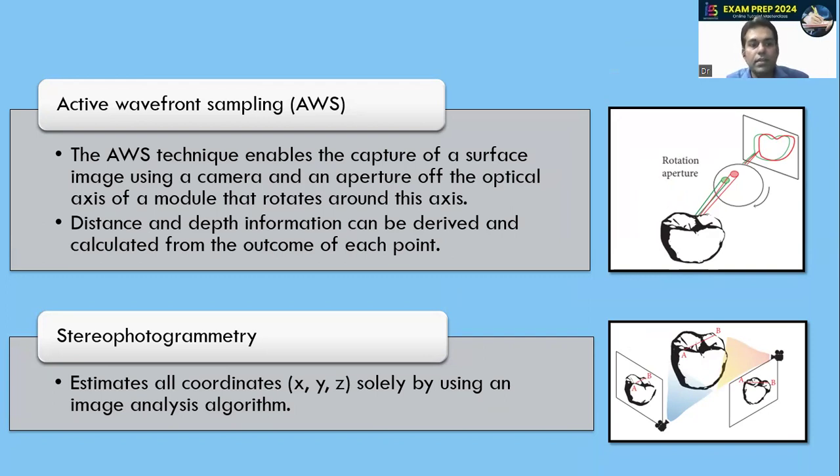The next technique is stereophotogrammetry. It estimates all coordinates, that is x, y, and z, solely by using an image analysis algorithm.